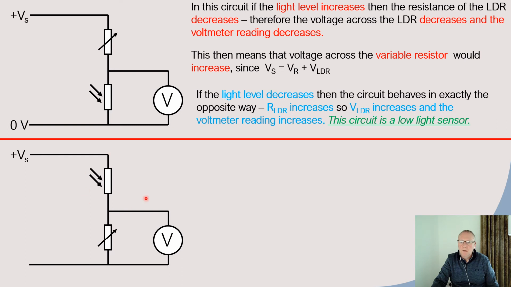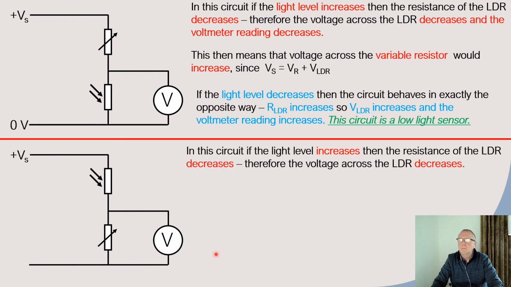So now we've got the LDR at the top. We're not monitoring the voltage across it. The voltmeter is across the LDR. Sorry, across the variable resistor. Keep getting that wrong. Never mind. So this circuit, the first bit is exactly the same. That doesn't change. If we increase the amount of light reaching the LDR, its resistance will decrease, and the voltage across the LDR would decrease.